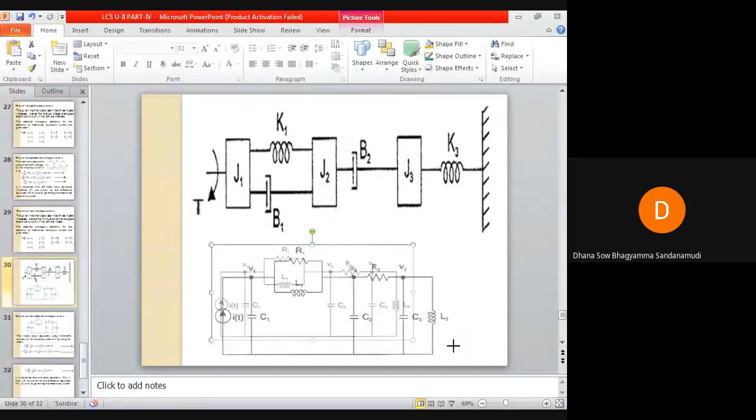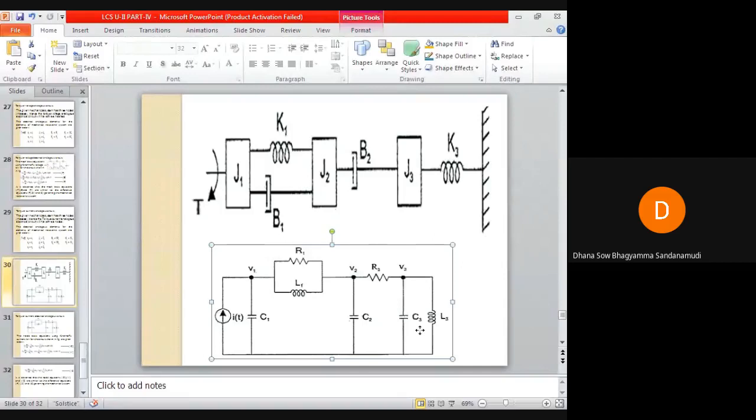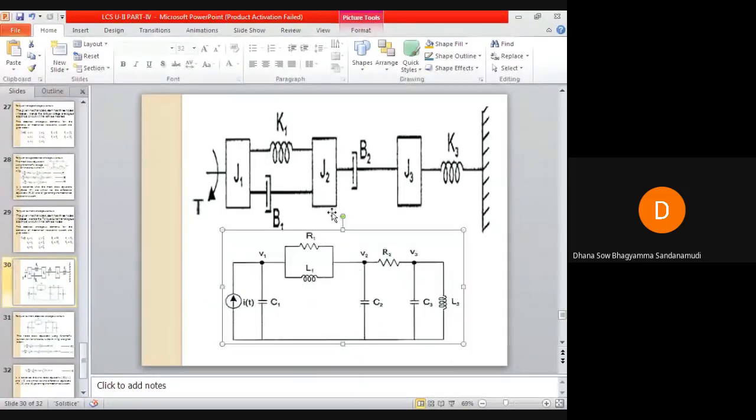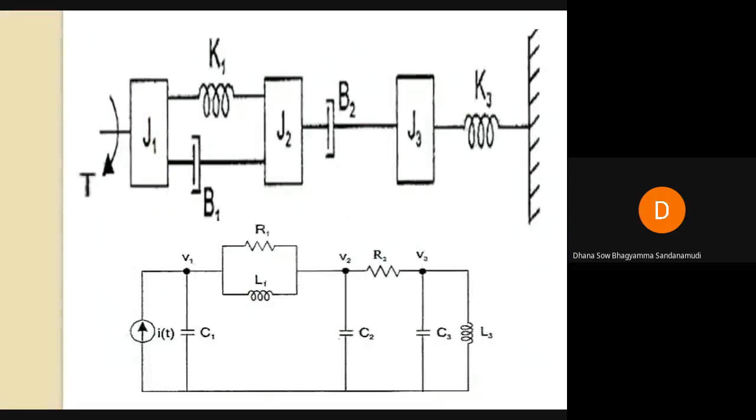How many nodes are here? 3 nodes are there. So since there are 3 nodes in the given mechanical system, there will be 3 nodes in the electrical system. So node 1, node 2, and node 3. Now torque is analogous to current source. Draw a current source and connect it to the node.